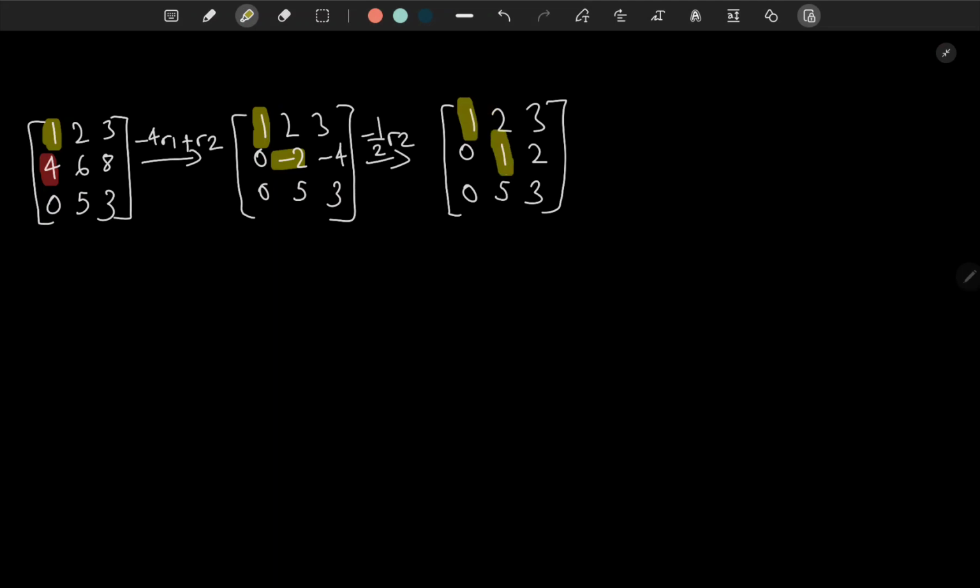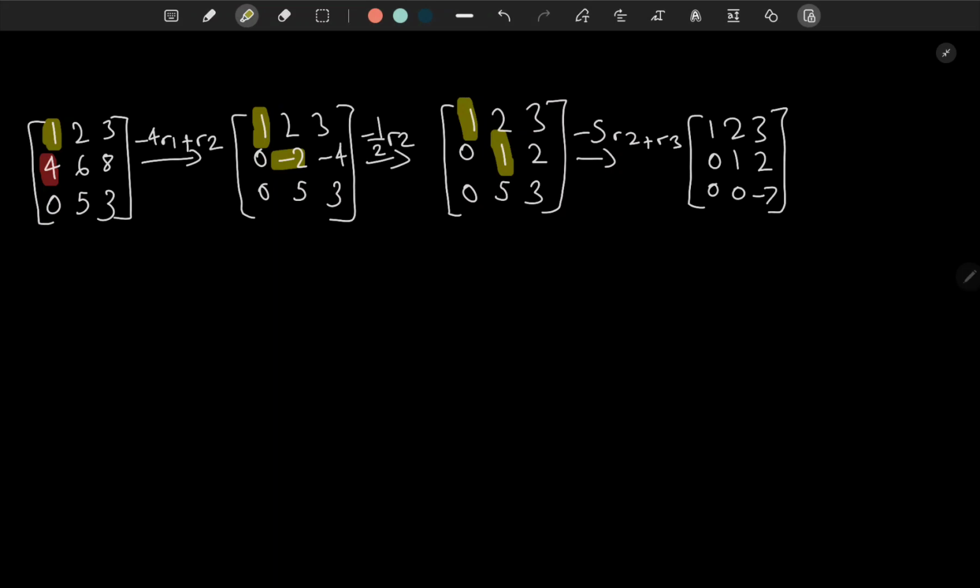So again, we have to add row 2 to row 3, and you can pause the video and try what multiple we should add to make this 0. It is equal to -5 R2 plus R3, and this is giving us this.